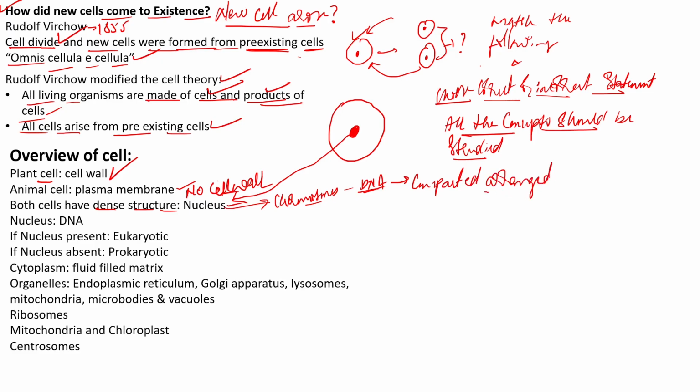We will study the structure of the chromosome in the last part of this chapter in more detail. So we know that the nucleus mainly contains the genetic material, that is the DNA, deoxyribonucleic acid. We will study DNA in more detail in the biomolecules chapter, so let us not discuss those points here.